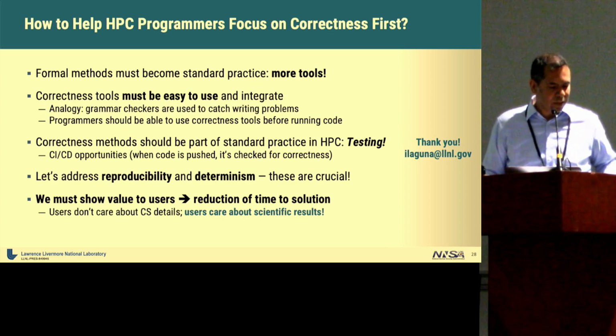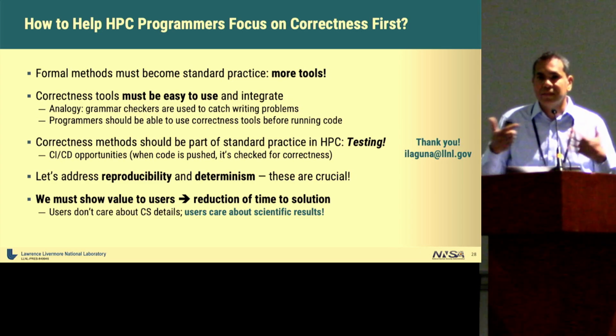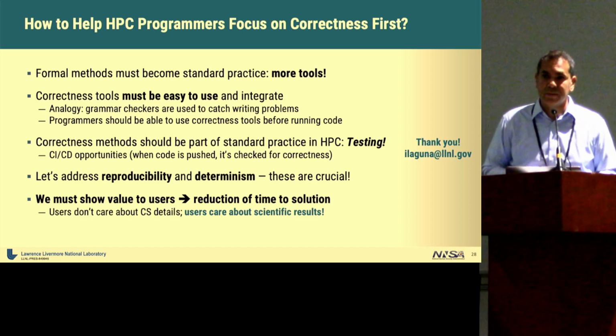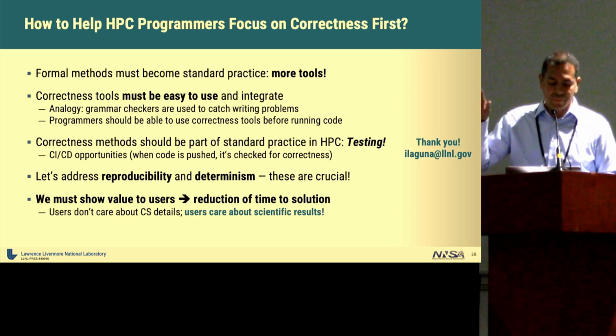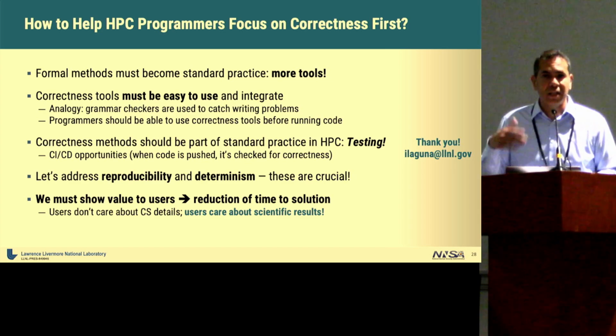And the way to show value to users is reduction of time to solution. That's really the way. Users of scientific applications don't really care much about computer science details and formal method details. What they really care about is results. They really care about scientific results. If they can have more scientific results, they will be happy. If we can help them have a higher rate of scientific results and help them do more science, that will be the way we can impact their lives.